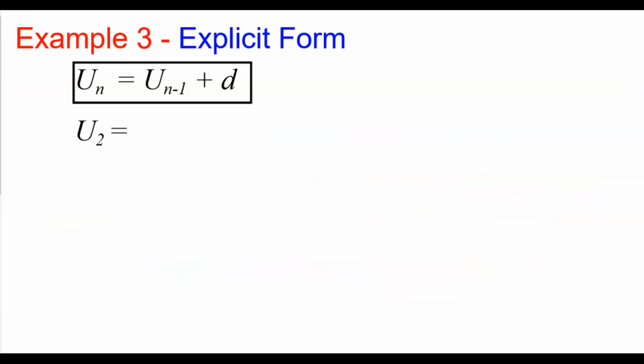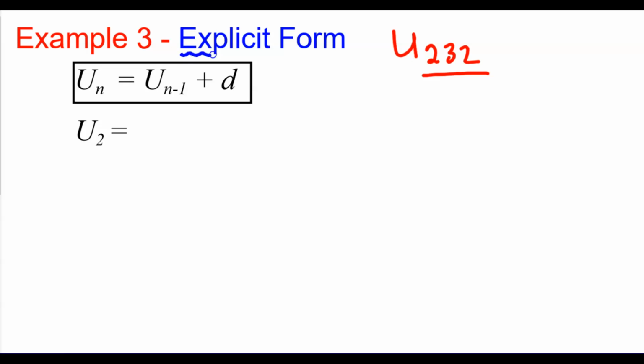Alright, now recursive functions are great, except there's one problem. And the problem is, in order to find the next term in the sequence, you have to know the one before it. And that can be a problem if you're looking for the 232nd term, and you're only given the first term. That means you have to find all 232 terms.